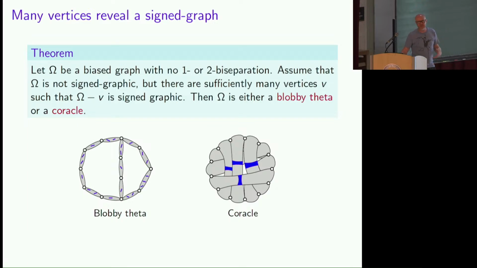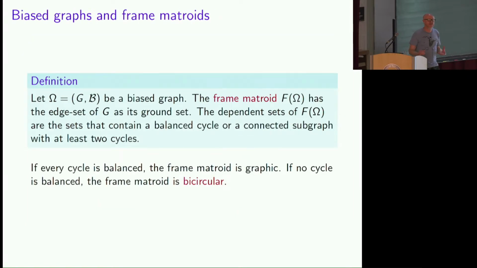So now I'm going to move on to the second block. To talk about the second block, I need to talk about frame matroids. So frame matroids are similar to graphic matroids. Remember, a graphic matroid has as its ground set the set of edges of the graph, and all the cycles of the graph are dependent in the matroid. Well, this is similar in a frame matroid, but I am going to allow some of the cycles to be independent. So I'm going to relax some of the cycles into being independent.